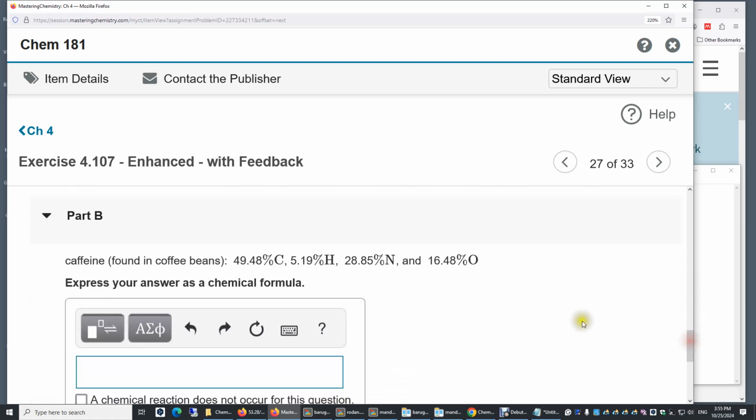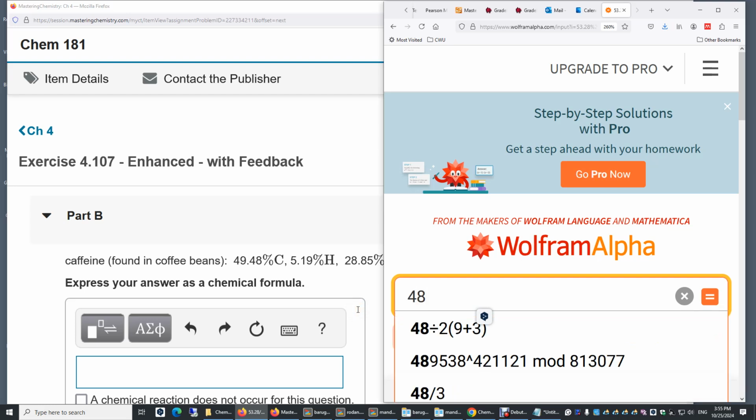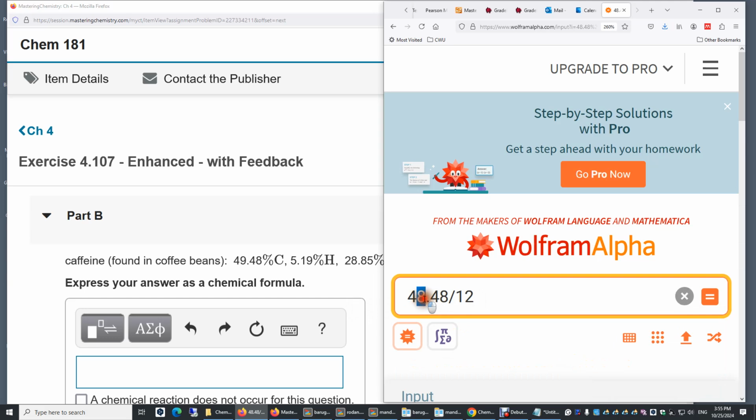Part B, more difficult: caffeine found in coffee beans. We have this much carbon, hydrogen, nitrogen, and oxygen. Again, let's assume 100 grams of caffeine. So carbon is 49.48 grams. Alright, let's compute the number of moles of carbon. 49.48 divided by 12.